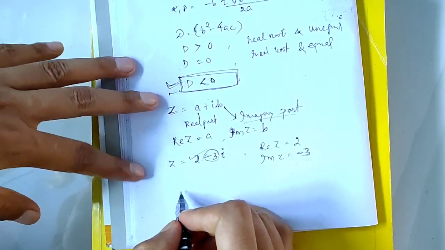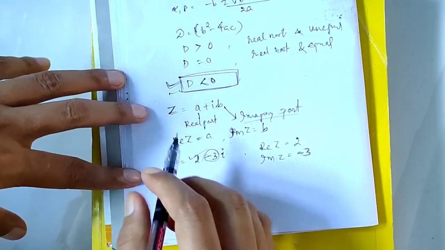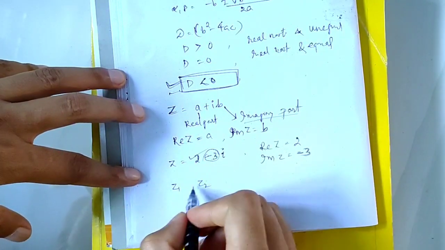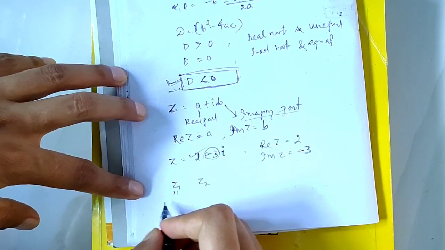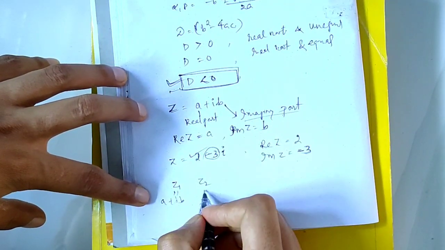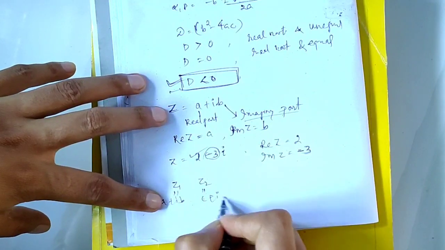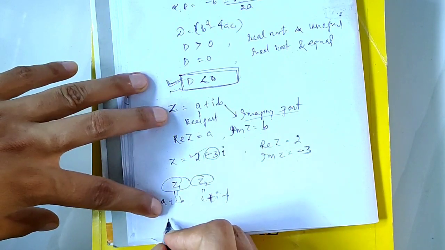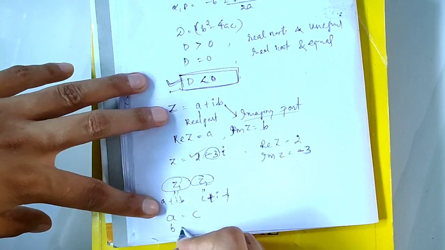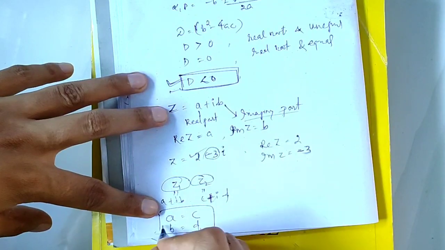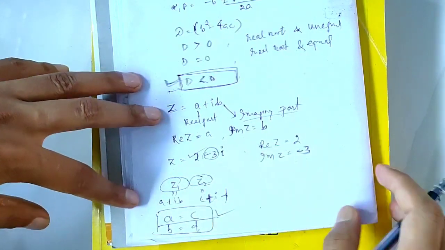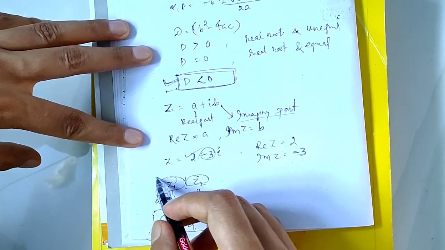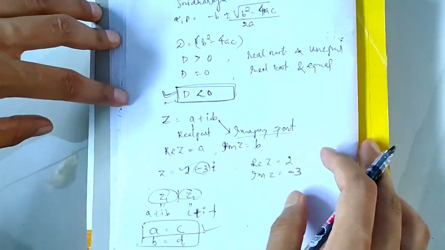Now, when will we say two complex numbers are equal? Suppose z1 equal to a plus ib and z2 equal to c plus id. These two will be equal if and only if a equal to c and b equal to d. This is the condition they must follow to be equal. Got it? I hope everything is clear to you.